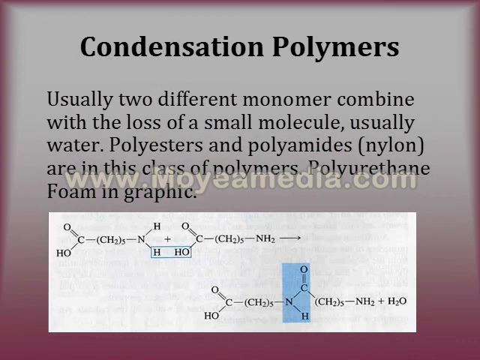The second type is condensation polymerization, in which usually two different monomers combine with the loss of a small molecule like water. Polyesters and polyamides are the two examples of condensation polymerization. The monomer of condensation polymer has specific properties about the functional group and the reaction site. In the figure, we can see that the monomer has two functional groups which are amide and carboxyl group. They form a link and then form a long chain of condensation polymers.